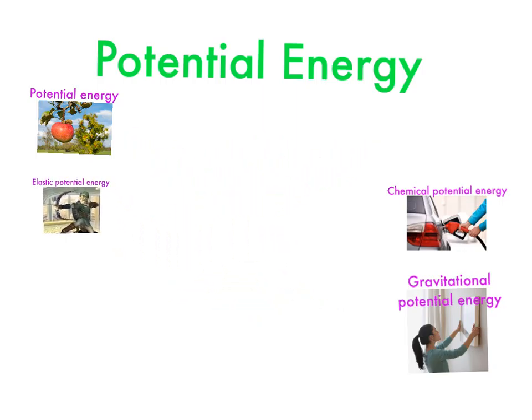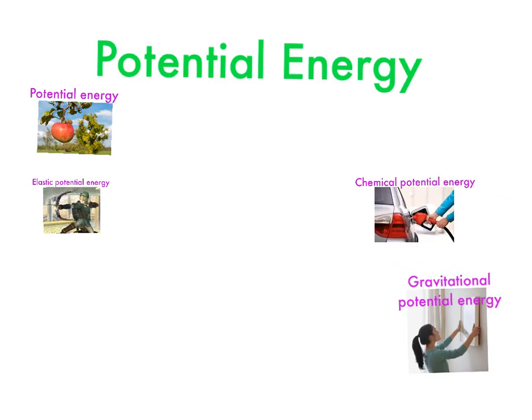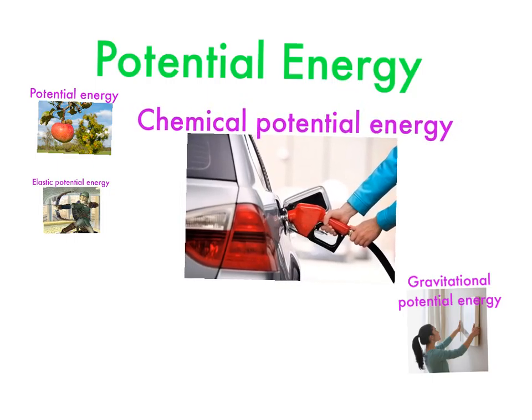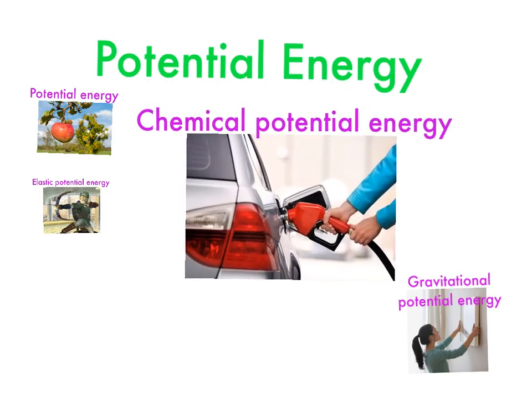Letter C says energy stored in chemical bonds is called chemical potential energy. This is like gasoline or food. So this person's filling up their car with gasoline. That's a type of chemical potential energy.